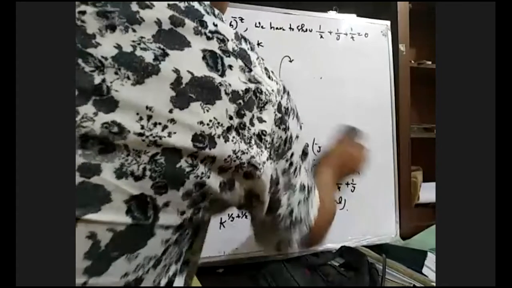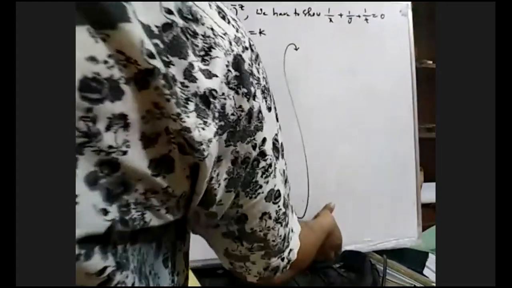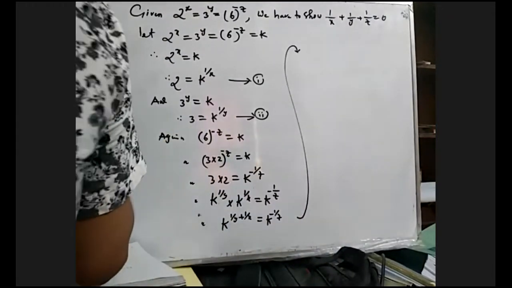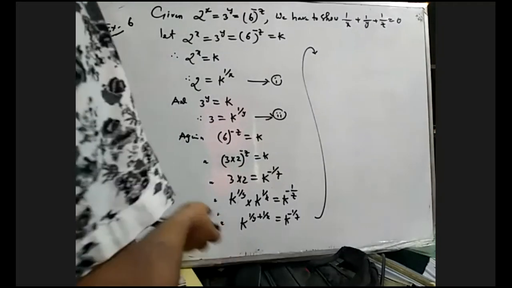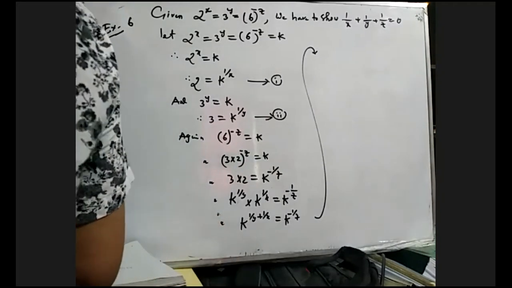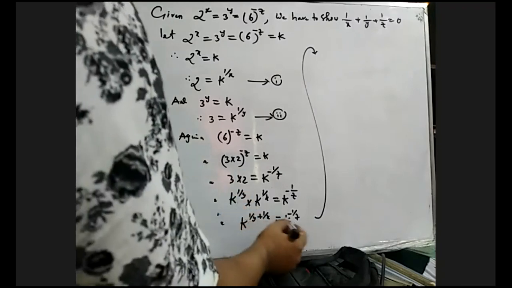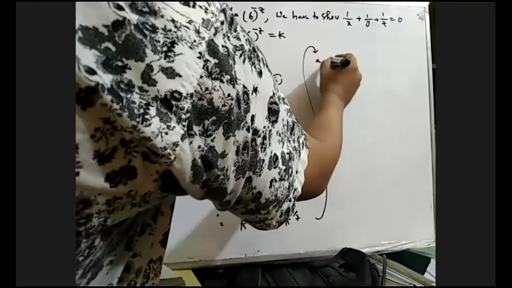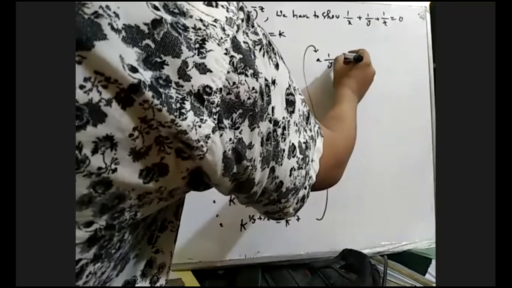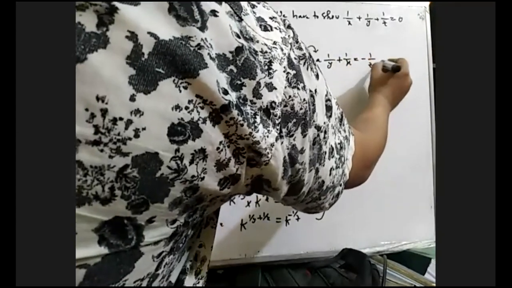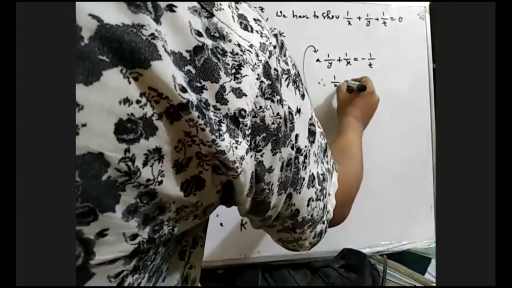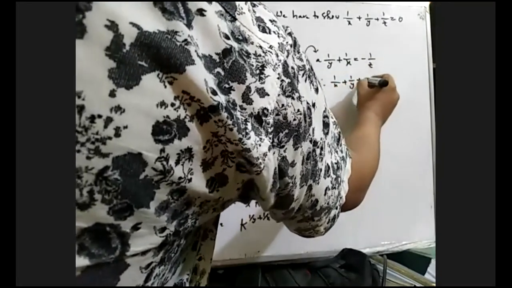So after this line, we can write what? We can write, base same, this is why you can write after this line 1 by y plus 1 by x equals minus 1 by z. Hence 1 by x plus 1 by y plus 1 by z equals 0. Very easy.